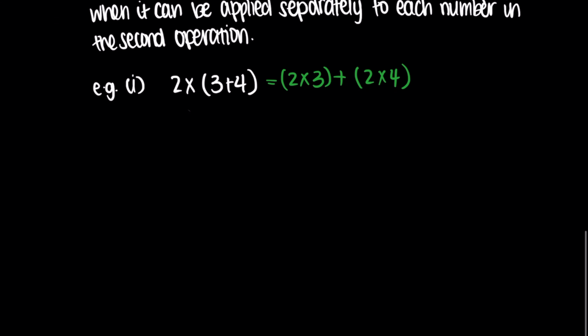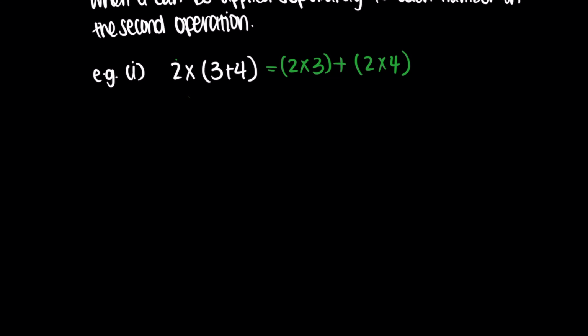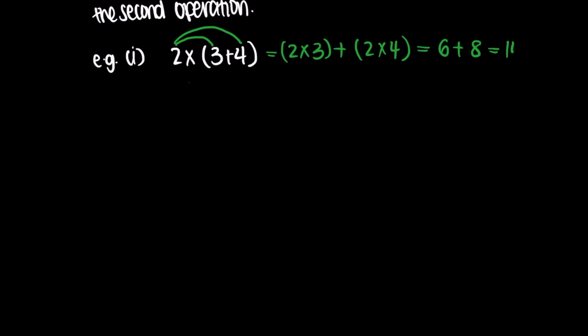So essentially we distribute whatever is being multiplied outside the bracket, in this case 2, to whatever is inside the brackets. So 2 multiplied by 3 plus, since that's a second operation separating the terms in the bracket, 2 multiplied by 4. When we work this out, we get 2 multiplied by 3 is 6, plus 2 multiplied by 4, which is 8, and 6 plus 8 is 14.